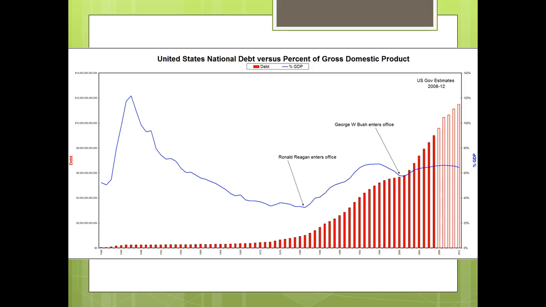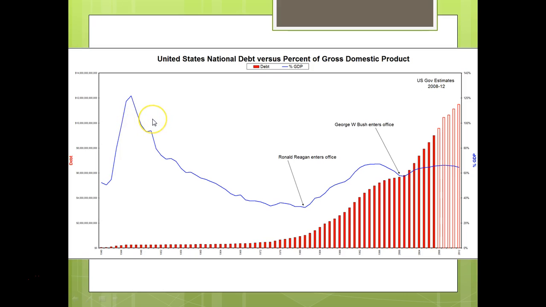So this is a chart that shows the red bars show the growth of our national debt over time. And the numbers are very small, but we can see that up till about 1972 it was pretty low, and then after that it grew pretty quickly. We started borrowing more and more. The blue line is what percent of our GDP that debt is. So if our GDP was only 1 trillion and we borrowed 1 trillion, that would be 100% of our GDP. So this is the 100% level right here.